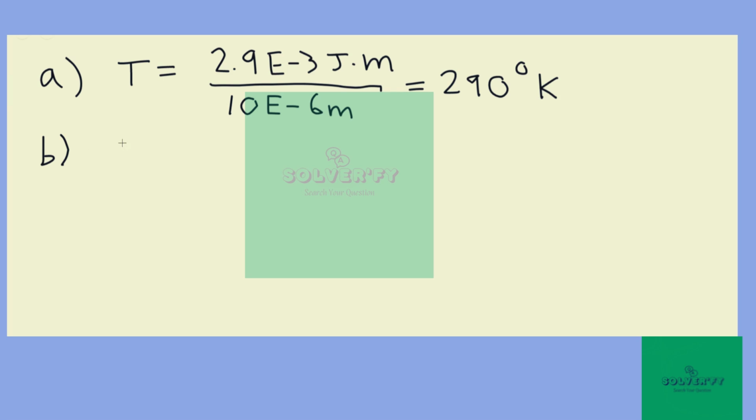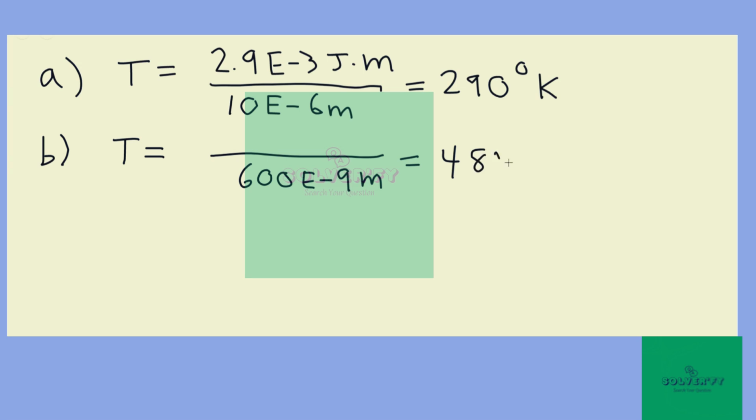Now let's look at the visible range. I imagine it would be something much hotter. So we'd have the same constant, but we're now dividing by 600 nanometers. So 600 e to the negative 9. And we would get a temperature of 4,833 degrees Kelvin.